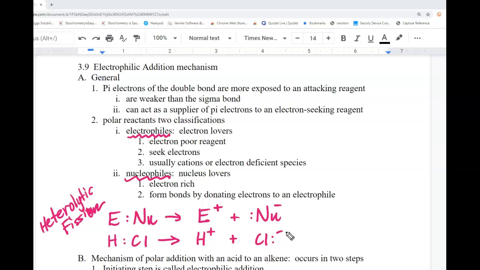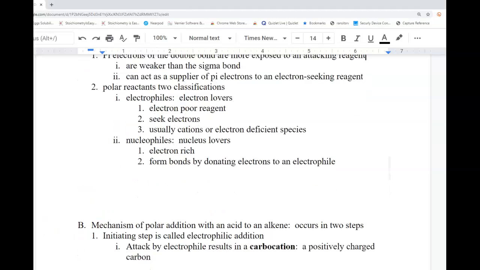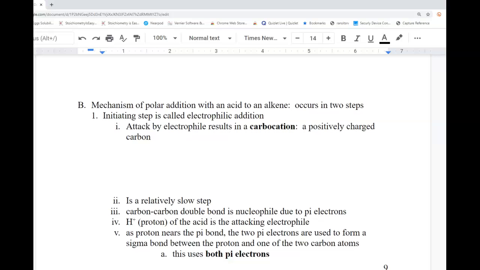So we're going to be able to then talk about what exactly is happening as these two things break apart here. We're going to talk about some examples of when we are adding acids, specifically, or water, or things that are unsymmetric, in other words. So we're going to specifically talk about the addition of acids and the addition of water. So let's go ahead and get started.